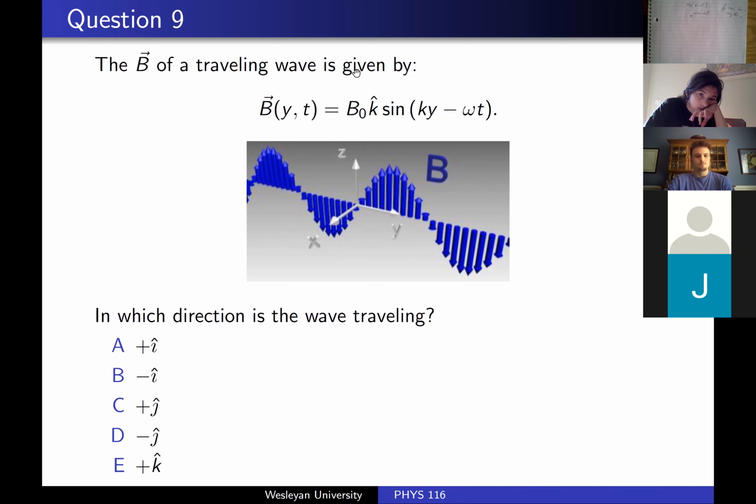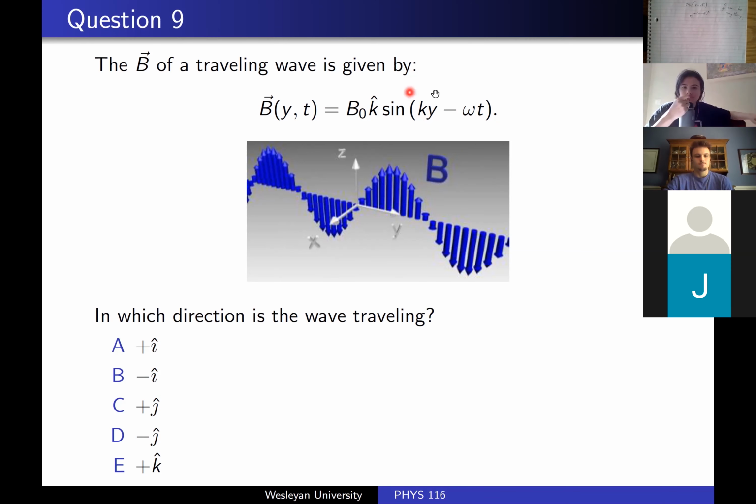All right, so large result for positive y, and that is correct. So if we look at the function, ignore the B naught k hat outside. That tells you about the direction that the B field is pointing in, but it doesn't tell you which way the wave is traveling. For that, we look at what lies inside the function.